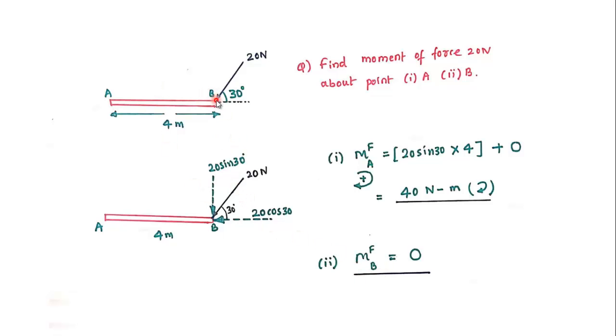So here we can see that this force is passing through the point B. So the moment about point B will be 0. There is no need to split this into two components and check it again, because even if we do that, it will be 0, but it is a straightforward understanding.